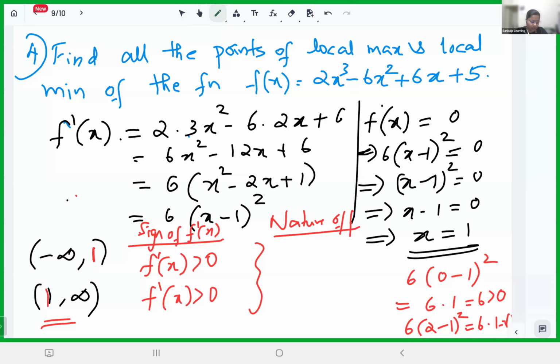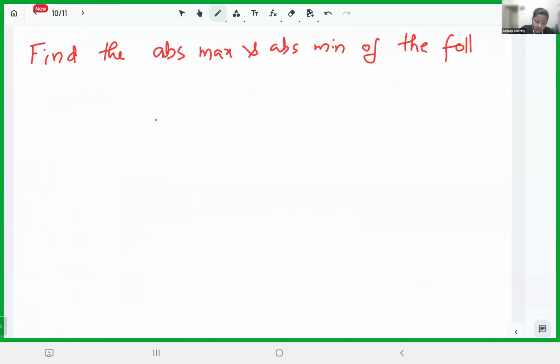Okay, now moving on to our next question. Find the absolute maxima and absolute minima of the following function.